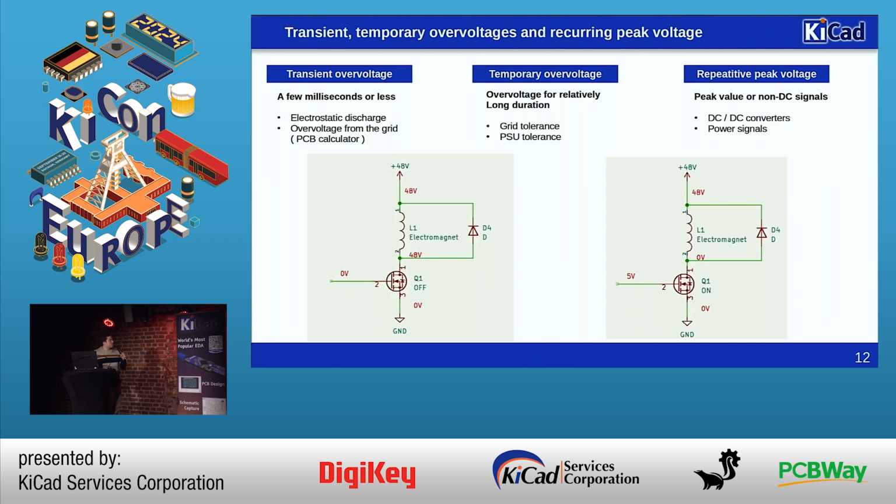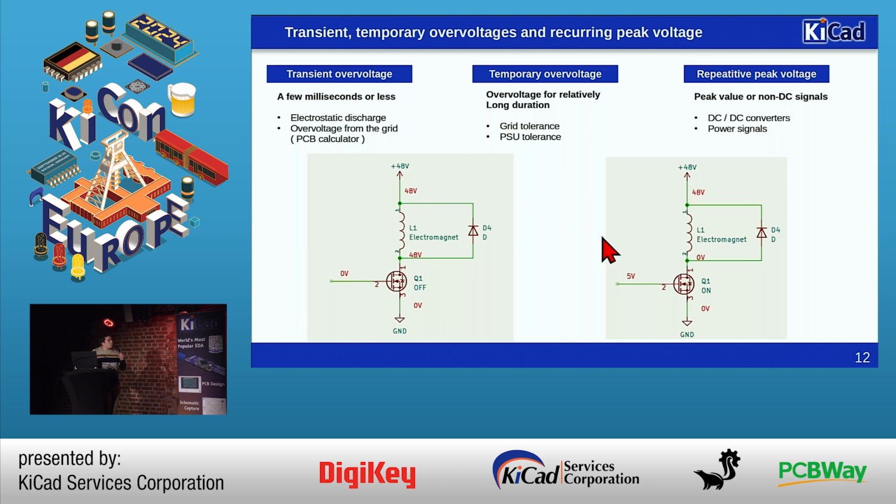A second example that's not related to the grid: if you have a 48 volt electromagnet and you have a transistor driving it, when your transistor is off, it's holding 50 volts here, so your spacing, your clearance and your creepage should be able to withstand 50 volts.